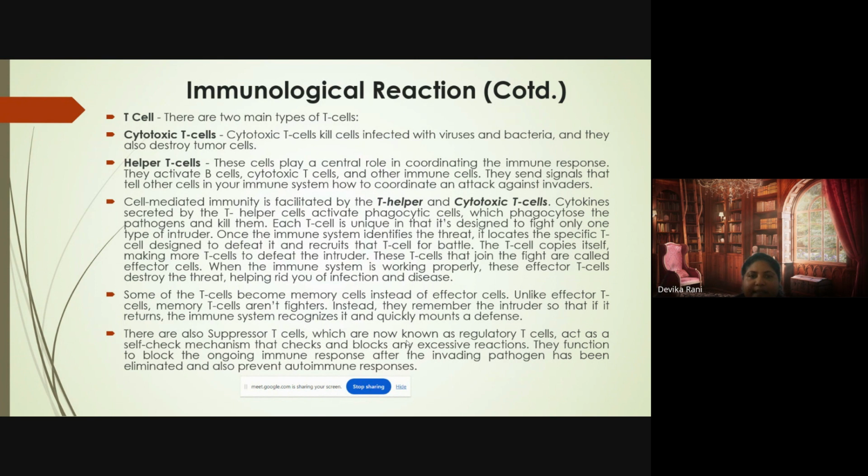Unlike effector T cells, memory T cells aren't fighters. Instead, they remember the intruder and its constituents so that if it returns, the immune system recognizes it and quickly mounts a defense. There are also suppressor T cells, which are now known as regulatory T cells. They act as a self-check mechanism that checks and blocks any excessive reactions. They function to block the ongoing immune response after the invading pathogen has been eliminated and also prevent autoimmune responses. In autoimmune responses, the body starts considering your healthy cells also as foreign bodies at times and starts attacking the healthy cells also. So to maintain that balance, the suppressor T cells help.